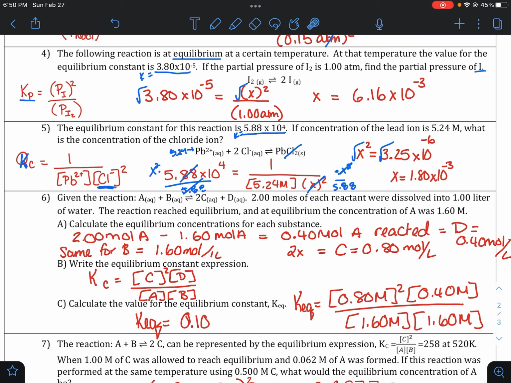Again, if you'd like a little bit more in-depth explanation on how to do the math on either one of these, please let me know. I'm more than willing to sit down with you.